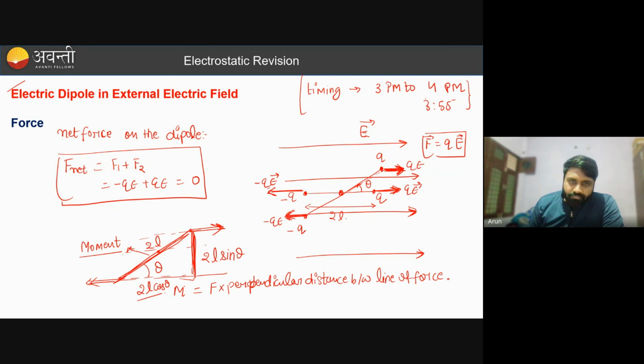Got it? So in this discussion, what we are concluding is that the net force on the dipole in an external electric field, which is not the field generated by the dipole but the external electric field, will be zero. Only the moment will act, which creates a rotational effect in the dipole. If this is the dipole you placed in the electric field, it will only rotate, not translate. Got it?